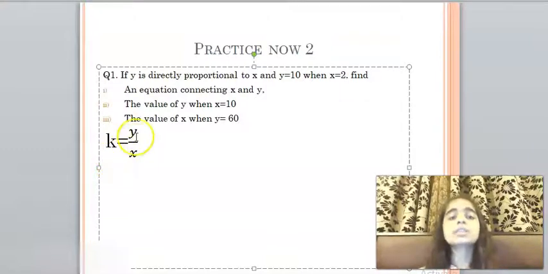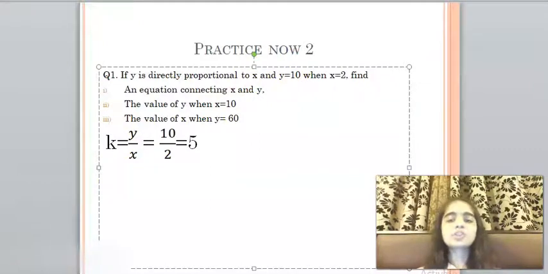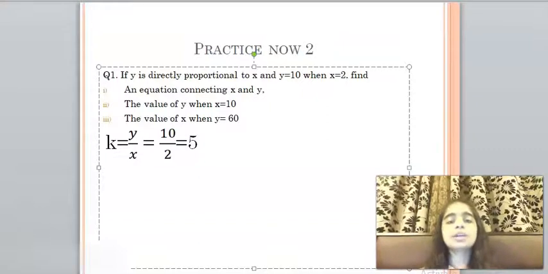So k equals y upon x. Our y is 10 and our x is 2. So k will be 10 upon 2. And 10 upon 2 equals 5. So our constant value is 5. Now let's see how we can make the equation.